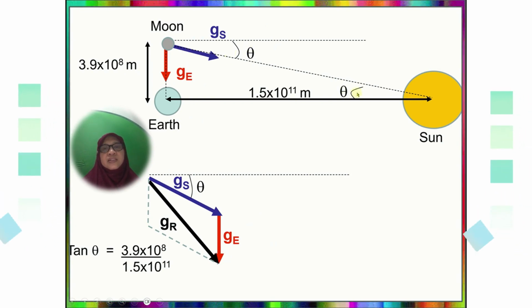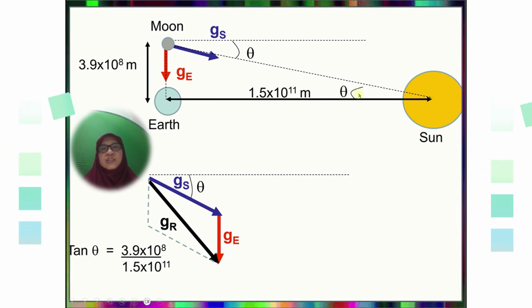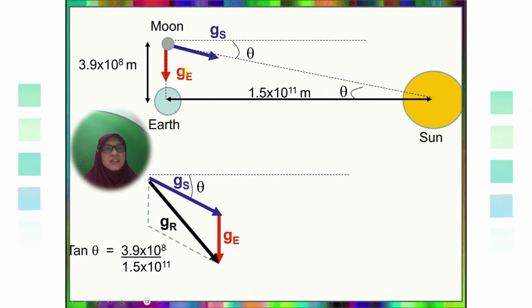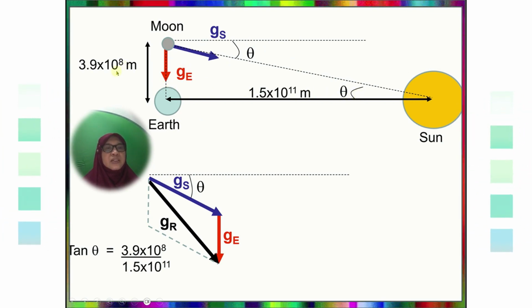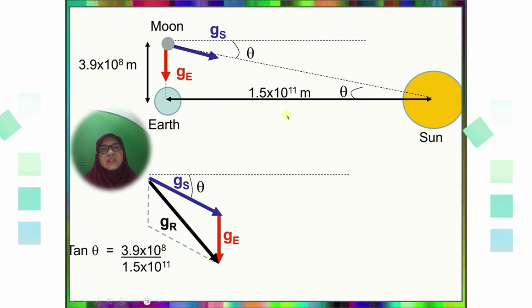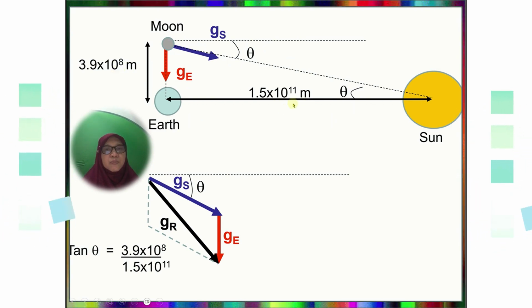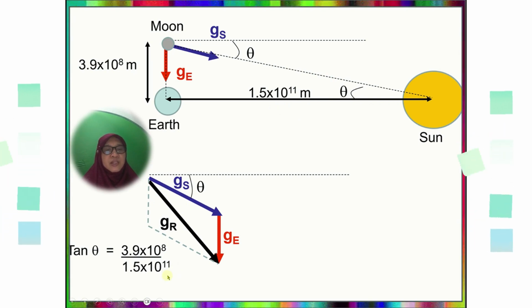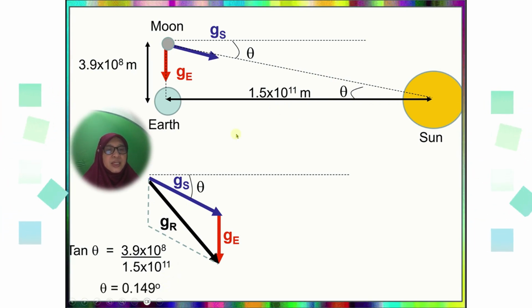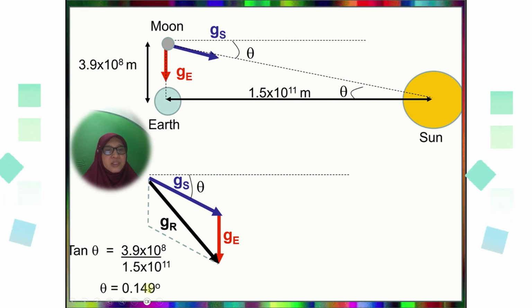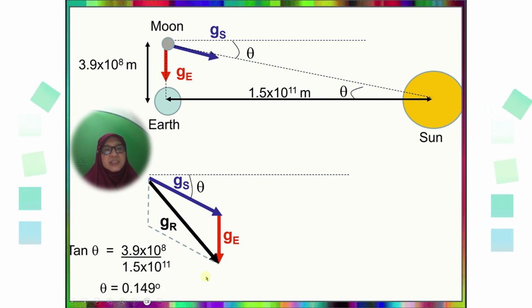The angle here is the same as this angle because of alternate angles. So tan theta equals opposite, 3.9 times 10 to the power of 8, divided by adjacent of the triangle, 1.5 times 10 to the power of 11. So we get the angle, which is very small, 0.149 degrees.